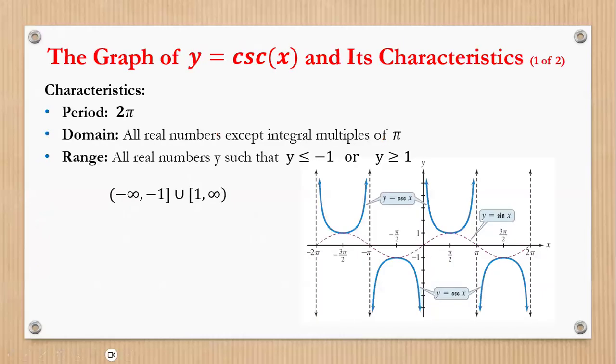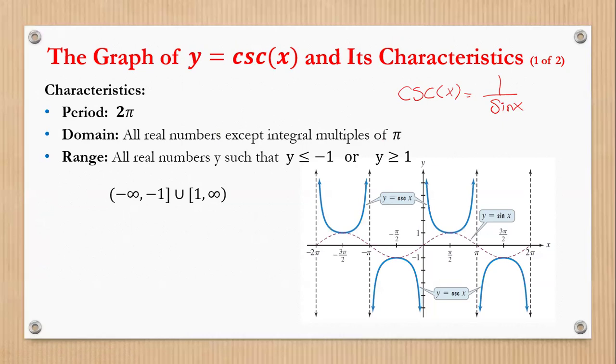If we want to talk about the characteristics of the cosecant function first, cosecant is 1 over sine. So since the period of the sine function is 2 pi, the period of the cosecant is also 2 pi.